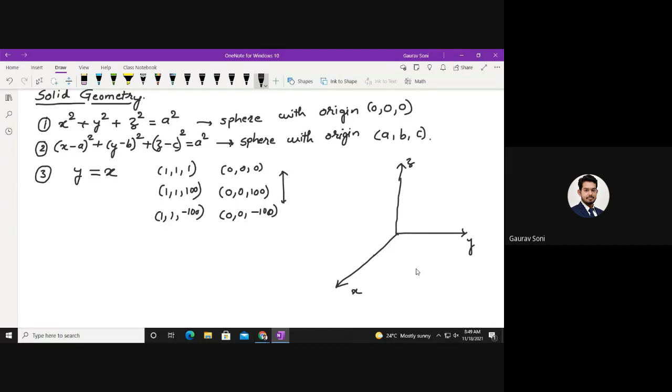Yes. So what I'm going to do is simply draw the line y equal to x. And as the z coordinate doesn't make any problem here, I can extend it over the z axis. So this kind of structure you're going to get, similarly in the negative direction.